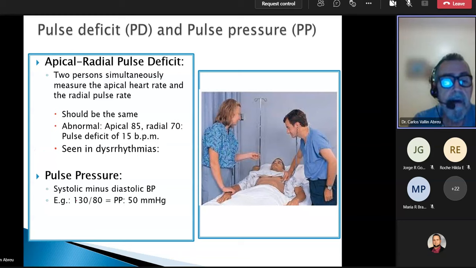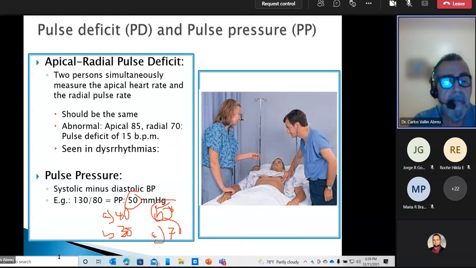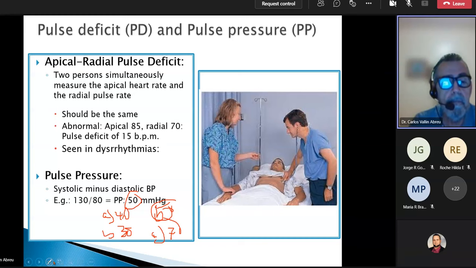They say the patient has 130/80. How much is the pulse pressure? They say A 40, B 30, C 50, and D 70. And then you make the subtraction, you find the right number, and you click the right answer. That's it. Very simple question. No problem with that.